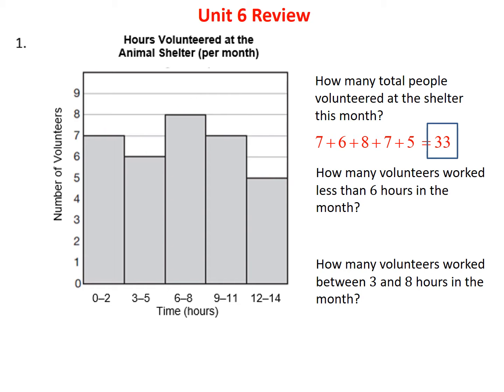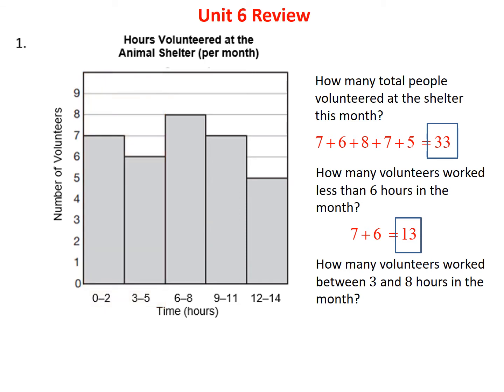Second part of the question asks us how many worked less than 6 hours. So less than 6 doesn't mean equal to 6, but less than 6. And so that's going to be people who worked either 0 to 2 or 3 to 5 hours. So again, we simply need to find the number in each category. There were 7 people who worked 0 to 2 hours and 6 people who worked 3 to 5. If we add those together, 7 and 6, we find out that there were 13 people who worked less than 6 hours this week.